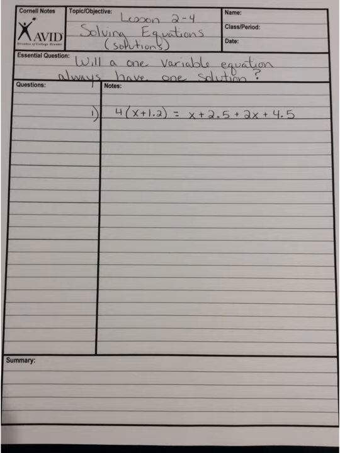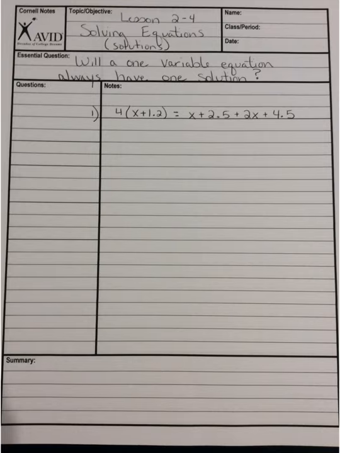There's only 3 examples. So the question here is we're still solving equations. And the question is, will a one variable equation always have one solution? One variable means we only usually see one letter in the problem. It's the same letter we see if we see it multiple times, but we only see one. So let's go ahead and just walk through this problem. We're going to solve equations.